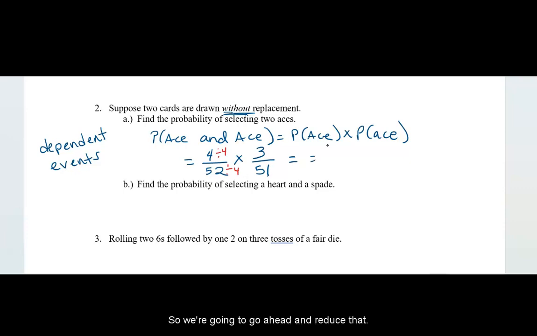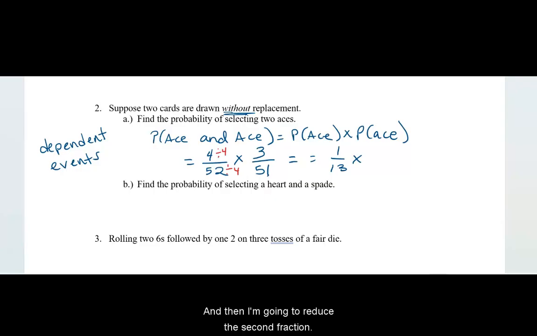So we're going to go ahead and reduce that, and that gives me 1 out of 13. And then I'm going to reduce the second fraction. Now for me, I just find it easier to reduce the smaller fractions.